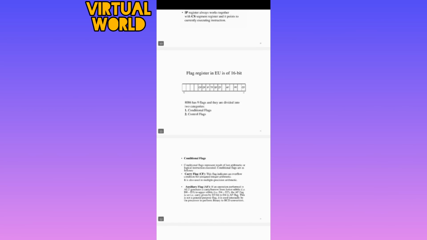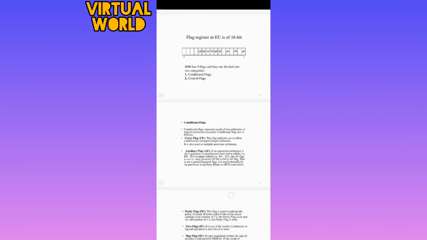Next we have the special purpose register, which is the IP, the instruction pointer. It always points to the next instruction to be executed, as an offset address relative to the CS. The IP register always works together with the CS segment register and it points to the currently executing instruction.